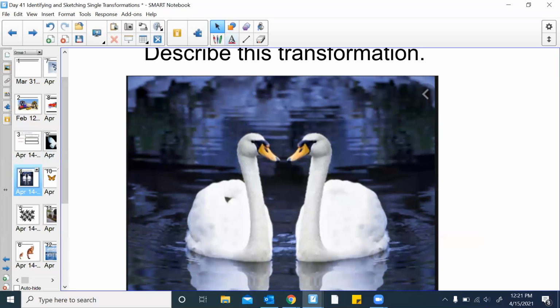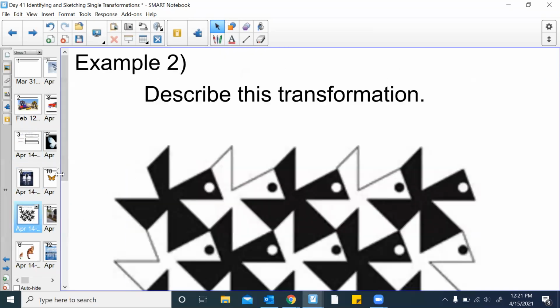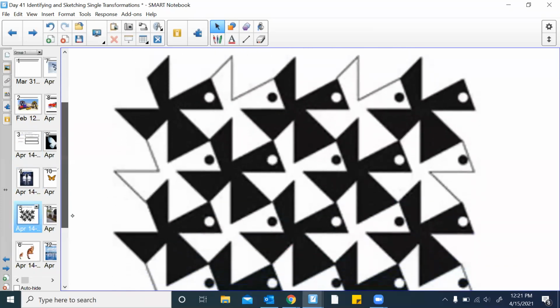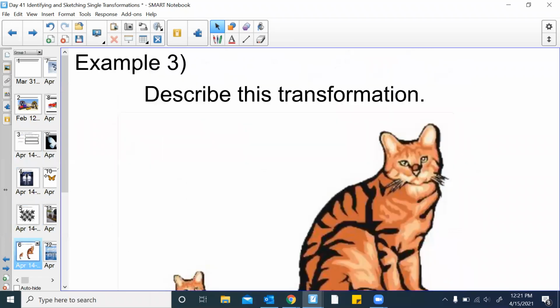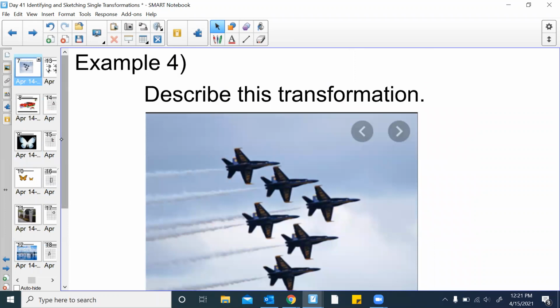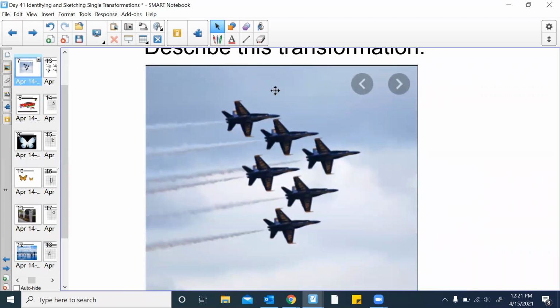This is obviously a reflection. Translation, notice each piece moves. Dilation, right? Because we had a small cat and a bigger cat. I would say this is a translation because this jet can move to the next spot. This jet can go here, this jet can go here, here, and so forth.